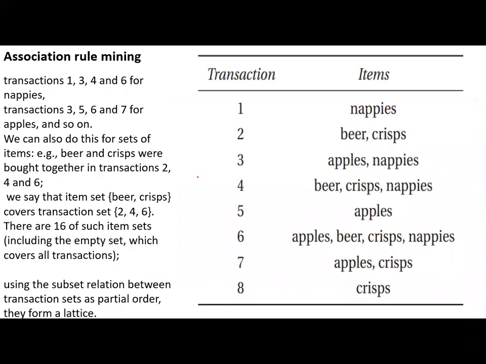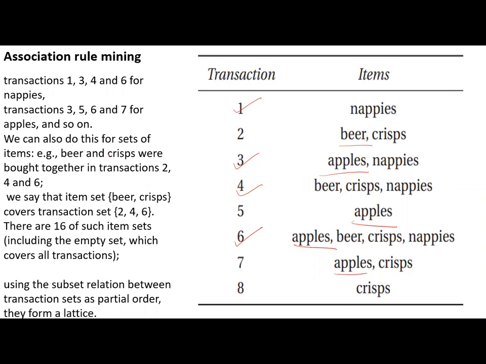Next, transactions 1, 3, 4, 6 for nappies. 3, 5, 6, and 7 for apples. Similarly, we can easily find out what are the transactions for every item.